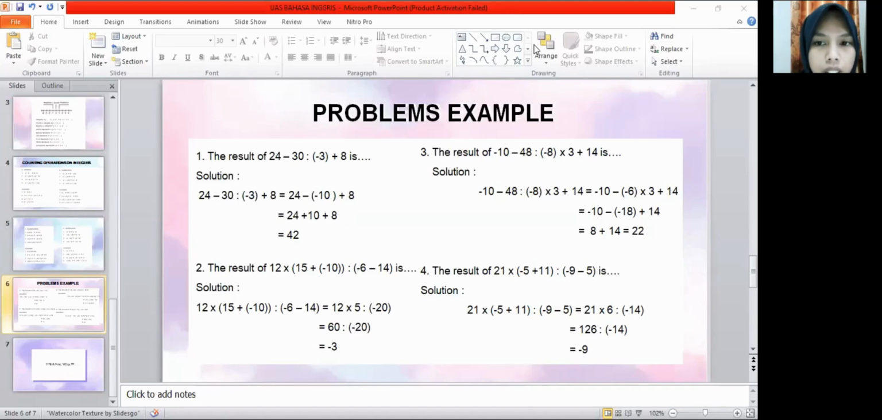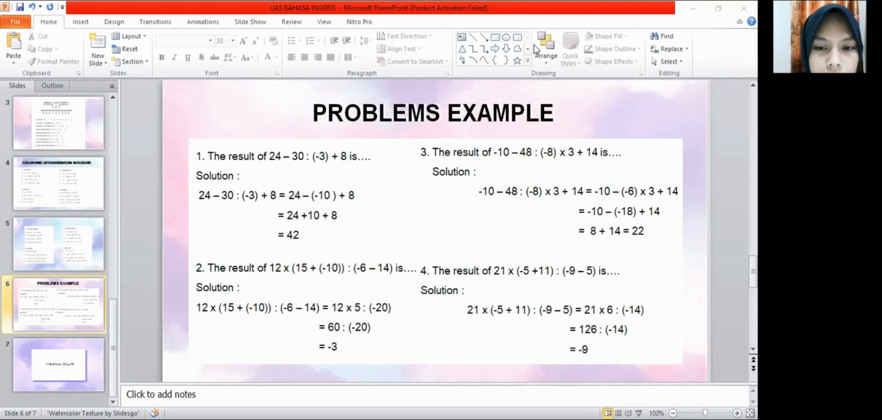Number 3. The result of negative 10 minus 48 divided by negative 8 times 3 plus 14 is? Solution: negative 10 minus 48 divided by negative 8 times 3 plus 14 equals negative 10 minus negative 6 times 3 plus 14 equals negative 10 minus negative 18 plus 14 equals 8 plus 14 equals 22.